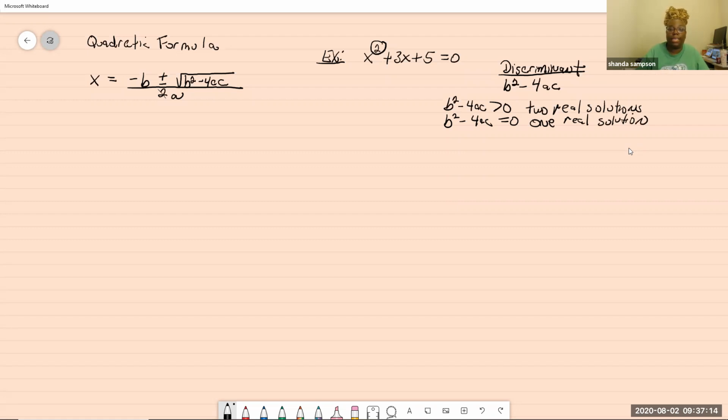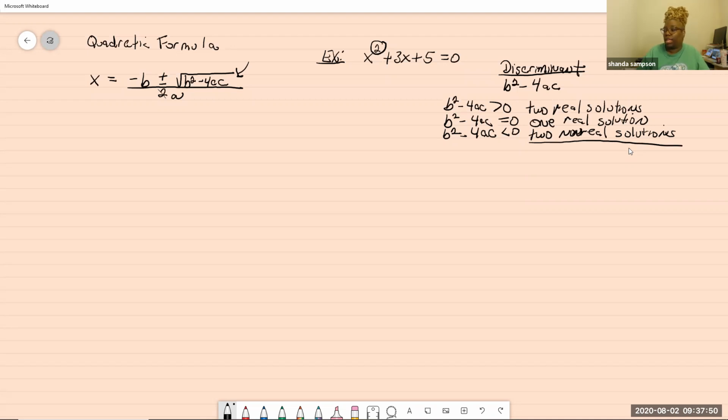All right. And lastly, if b squared minus 4ac is less than 0, we're going to get two non-real solutions. Well, why is that? Think about it. B squared minus 4ac is what? It's under a radical. If it's under the radical, then we know that if we try to take a square root of a negative number, we're going to get a what? Imaginary number or a non-real number.